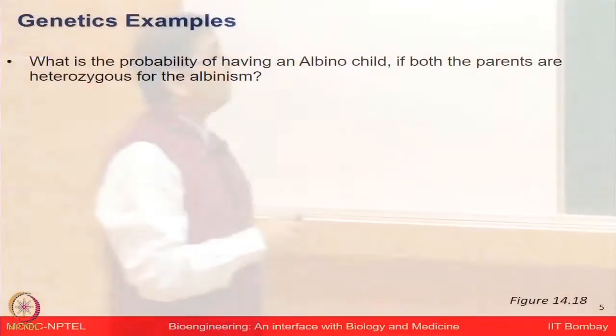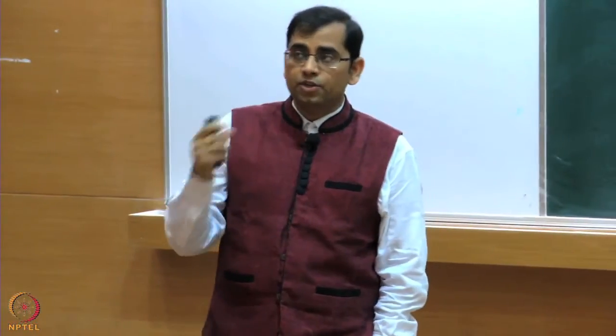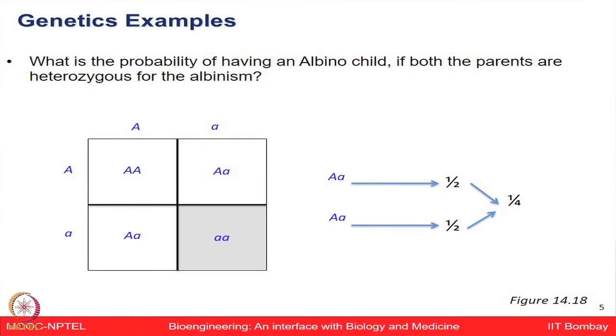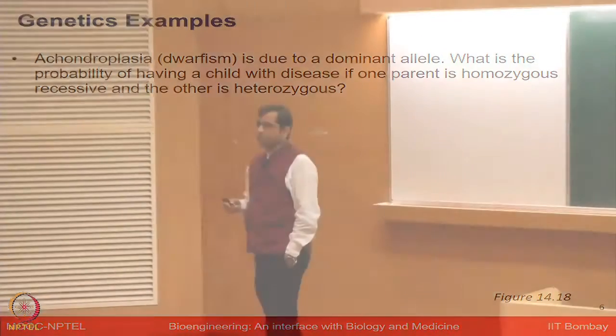Now let's have some small, simple questions for you. We talked about an albino child in the family. If both parents are heterozygous for albinism, what will be the probability of the child being albino? Straightforward. Let's think about a slightly different terminology now. Another disease is achondroplasia, a type of dwarfism. In that disease, if one of the parents is homozygous recessive and the other is heterozygous, please work that out.